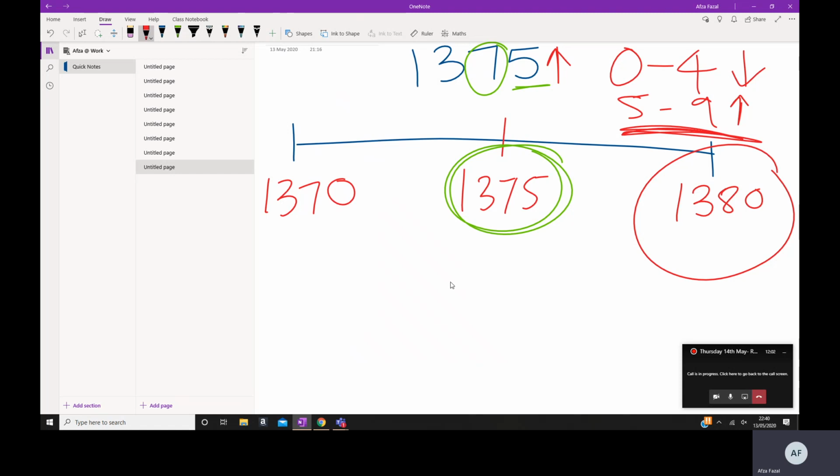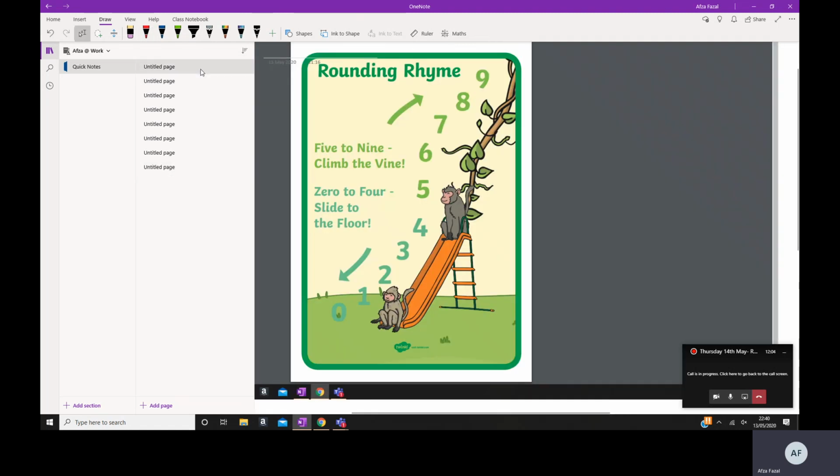All the best. Again, leaving on this one, 0 to 4, you round down. 5 to 9, you round up. Remember the rhyme, remember the actions, remember your place value, and you'll be fine.